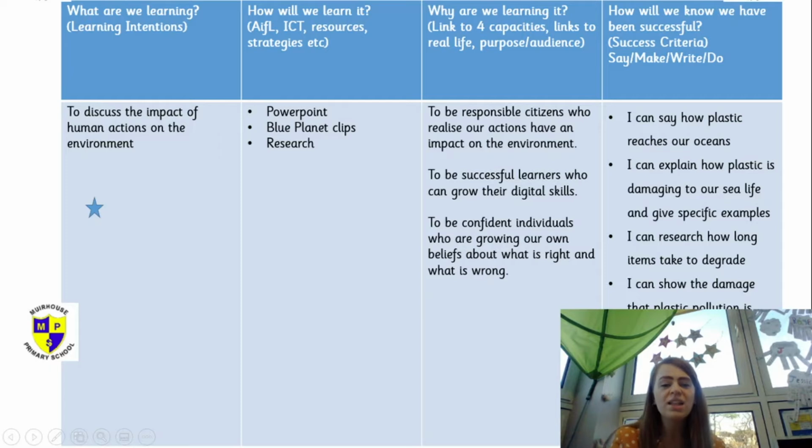You're also learning to be confident individuals who are growing your own beliefs about what's right and what's wrong. So you're finding out for yourself, is it right to damage these habitats, or is it right to try and do something about it? You're going to know that you're successful if you can say how plastic reaches the ocean, if you can talk about the different routes, if you can explain how plastic is damaging our sea life and give specific examples about that. If you can use your research skills to find out how long it takes for items to degrade, which means to break down, and if you can show the damage that plastic pollution is having on our sea creatures.